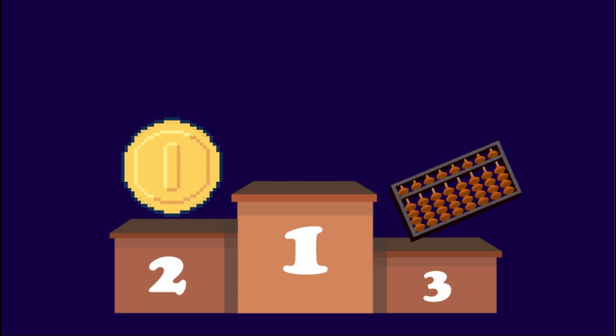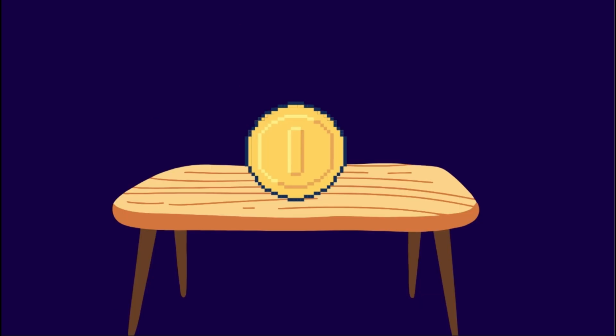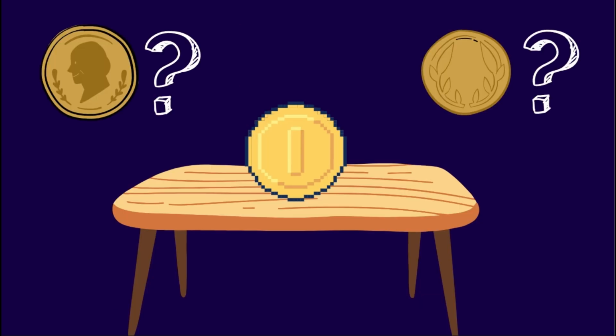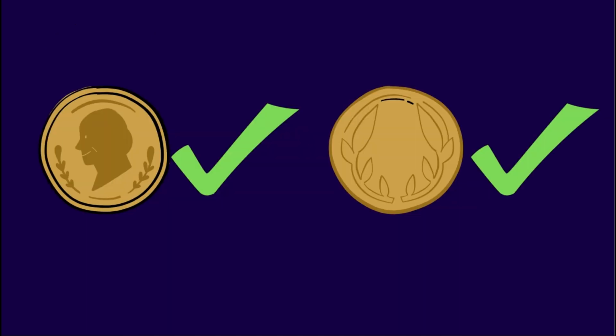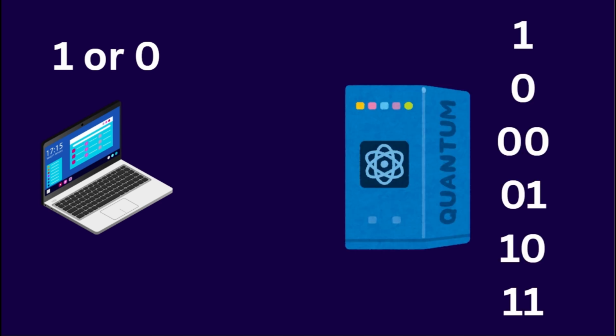Here's where quantum computers change the game. Instead of just flipping a coin and getting heads or tails, imagine you spin a coin on the table. While it's spinning, is it heads or tails? Neither. It's both, until you stop it. That's what superposition is. A classical computer bit can only be a 1 or a 0, but a qubit, quantum bit, thanks to superposition, can be 1, 0, or any combination of both at the same time, like 0, 0, 0, 1, 1, 0, and 1, 1.